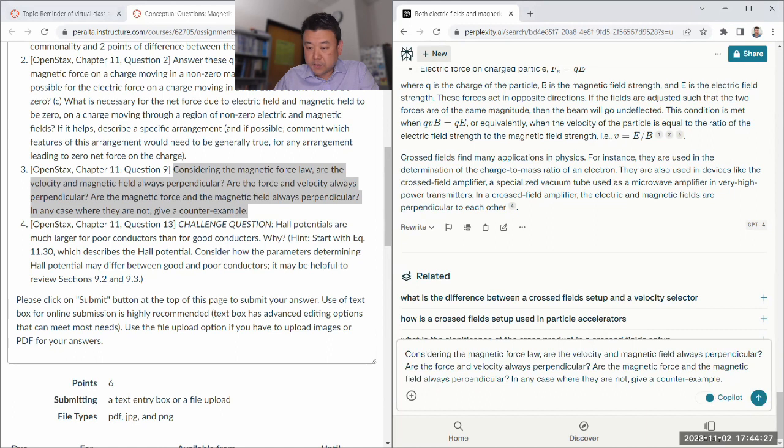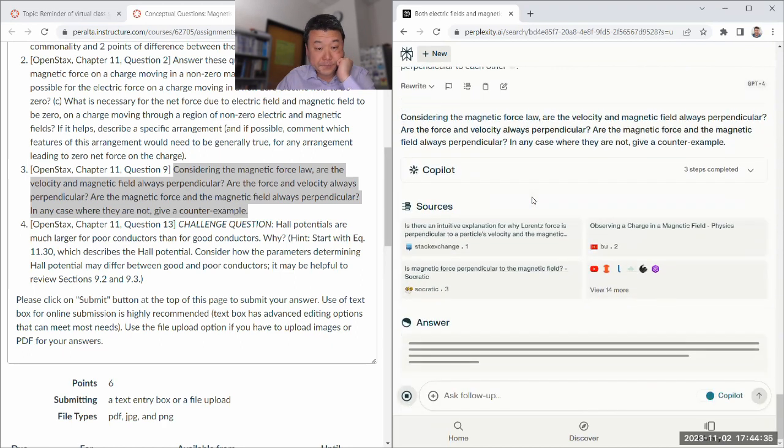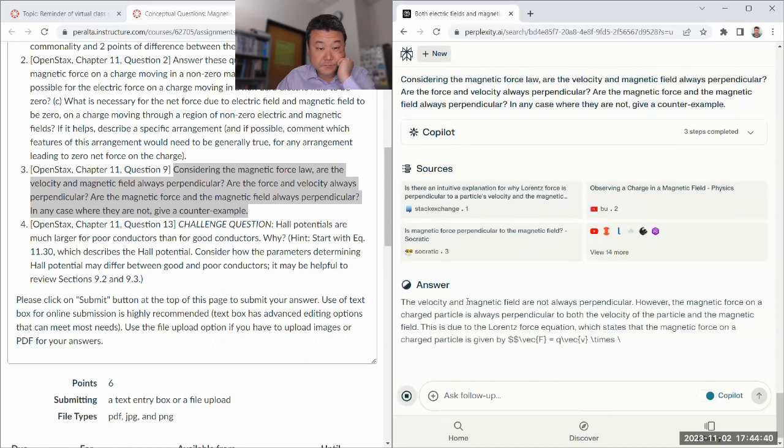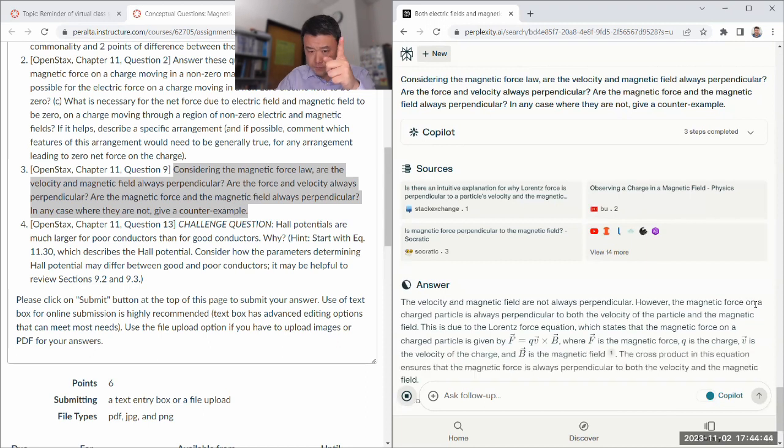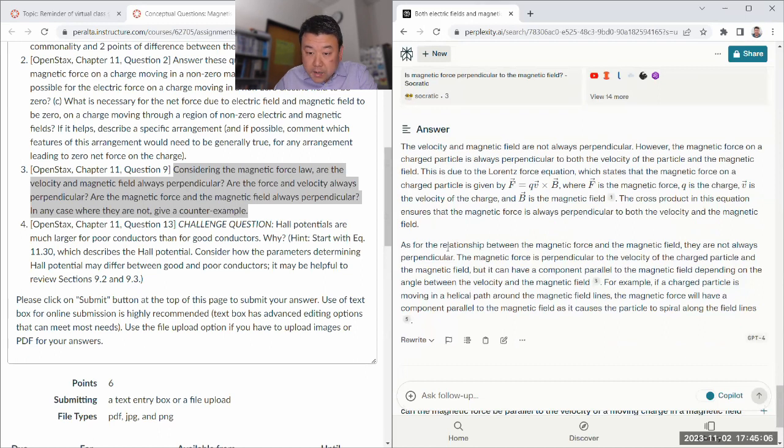Considering the magnetic force law, it should appeal to the property of the cross product. The force is due to the Lorentz equation, and the cross product ensures that the force is always perpendicular. But v and B, the two things you are multiplying together, don't have to be in any particular relationship with each other. It got it wrong. Magnetic force and magnetic field are always perpendicular because the force is what you get from the cross product, so the force is perpendicular to v and perpendicular to B. The force can't have a component parallel to the magnetic field.